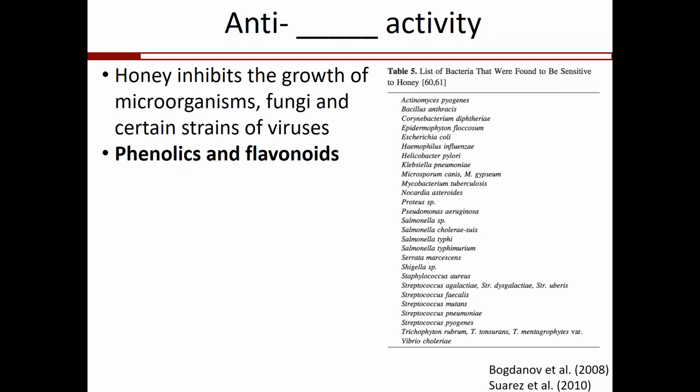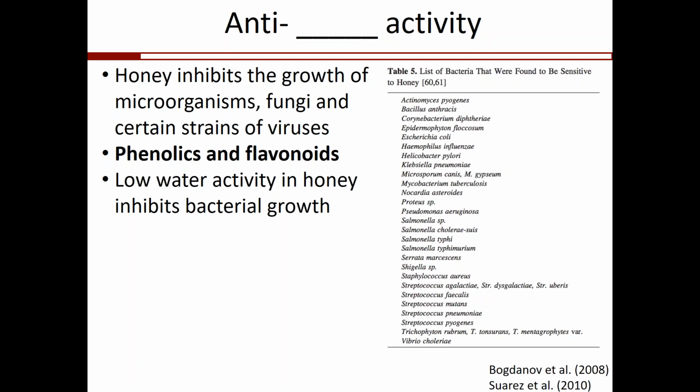And a lot of that's attributed to phenolics and flavonoids. These are secondary plant compounds that are antimicrobial, and these are the same compounds that you would find in some of the foods that we eat, such as our blueberries, for example. Honey also has a very low water activity. We mentioned that they cap it and dehydrate, and that's to get the moisture content low. So with this low water activity, it can help inhibit microbial growth.